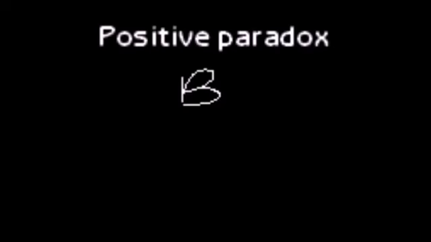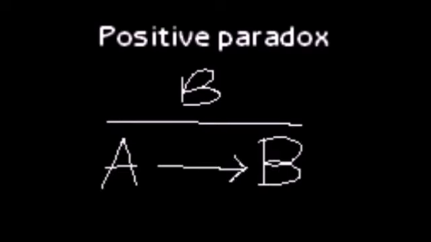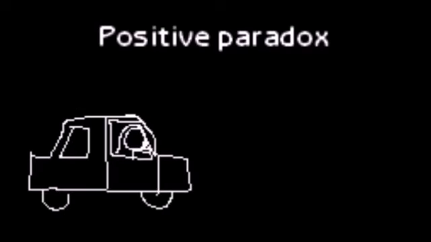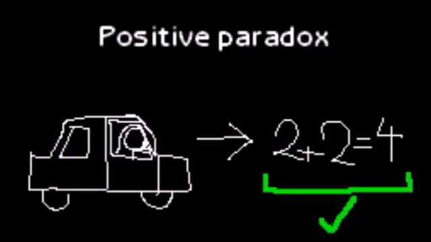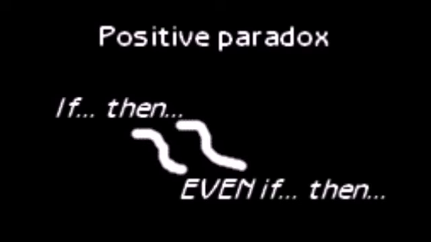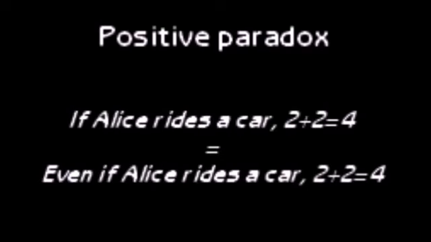In standard logic, whenever B is true, it is true that if A then B. So for example, if Alice rides a car, then 2 plus 2 equals 4. And all that just because 2 plus 2 equals 4. This is called the positive paradox. We can defend this because standard logic treats if-then and even-if-then as the same connective. So in this case, it's more like even if Alice rides a car, then it remains that 2 plus 2 equals 4.